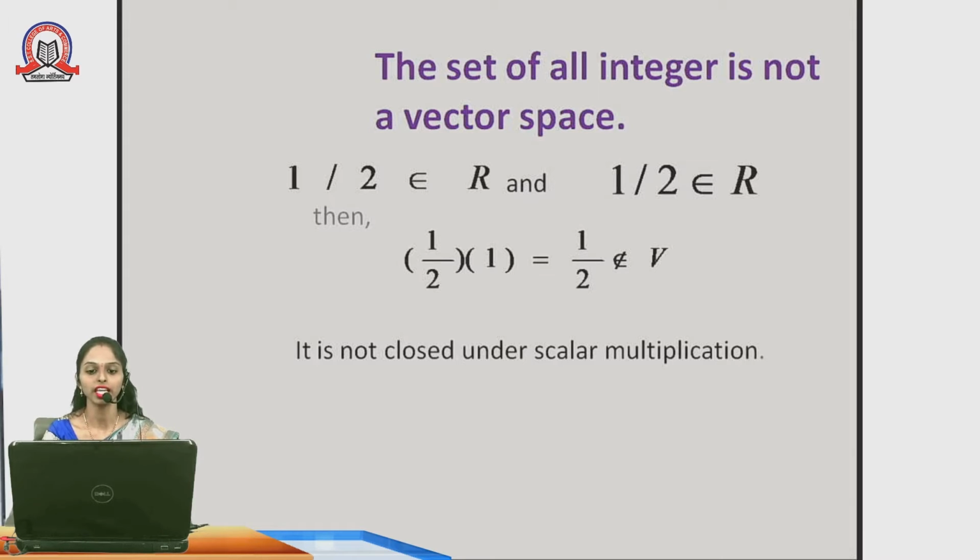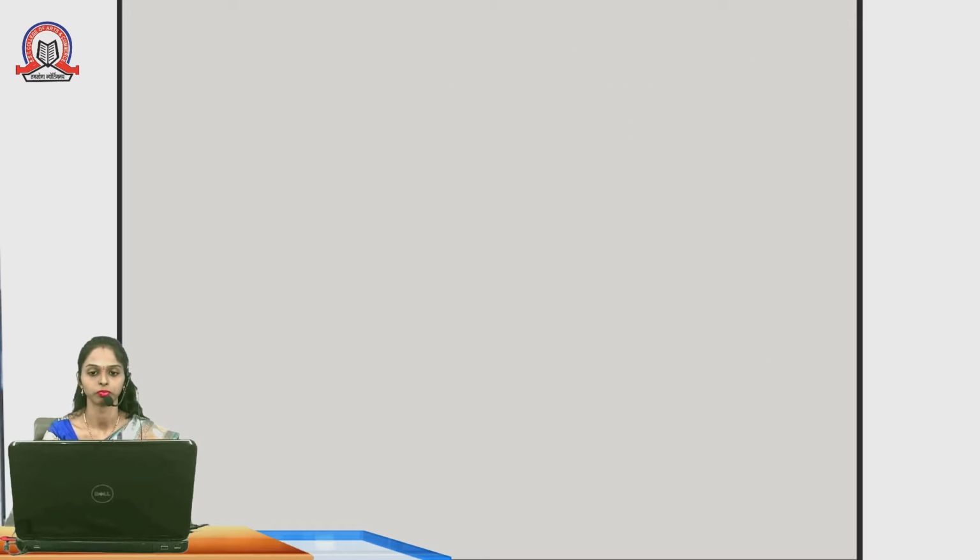Then we take 1 upon 2 into 1, we get 1 upon 2, and 1 upon 2 is a fractional value. It does not belong to the V set because my V set is only the integer set, okay, and in the integer set 1 upon 2 does not belong, therefore it is not closed under scalar multiplication. Therefore the given set of integers is not a vector space.